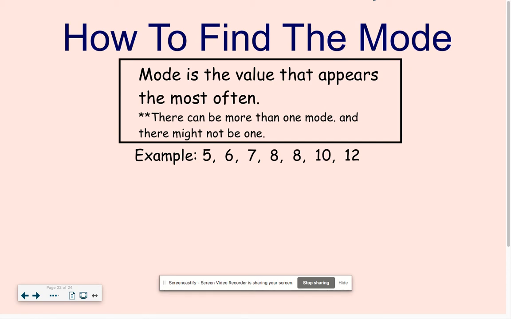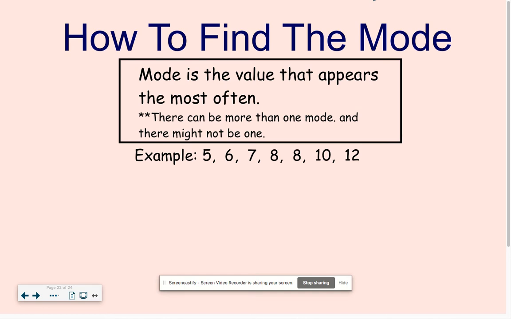In this video, I'm going to show you how to find the mode. The mode means the value that appears the most often. It's not the one that is the highest value, but it's the one that shows up the most.